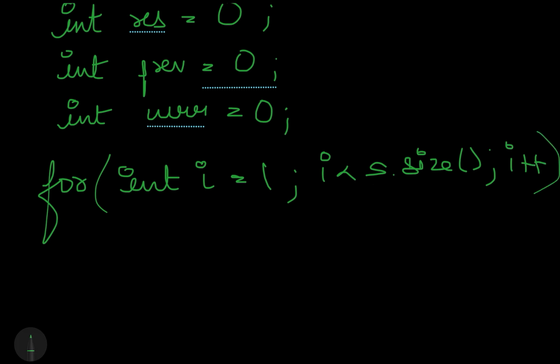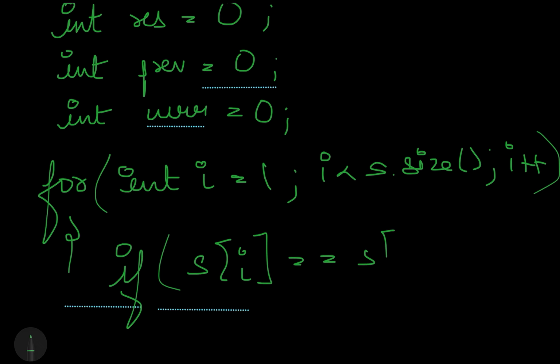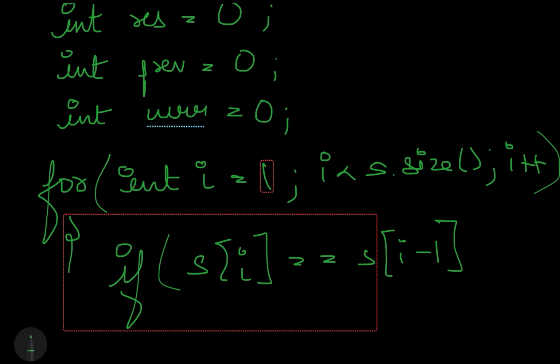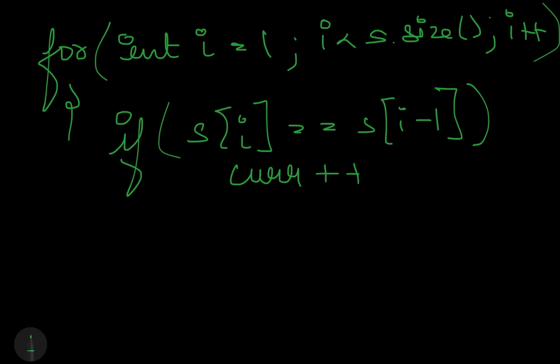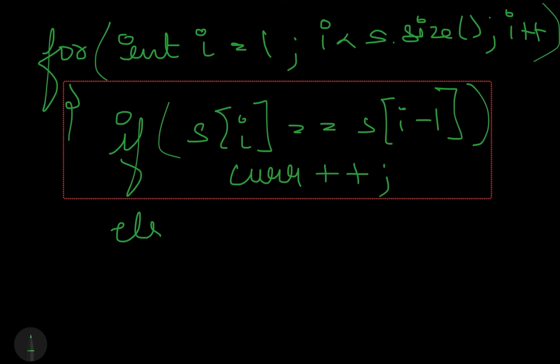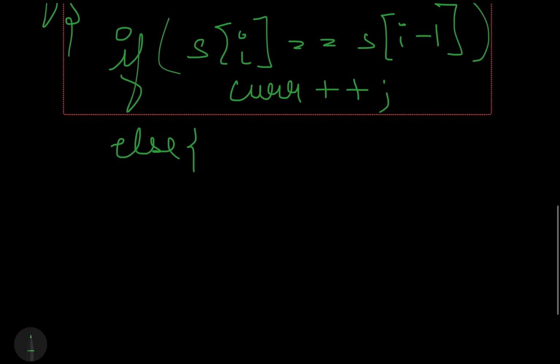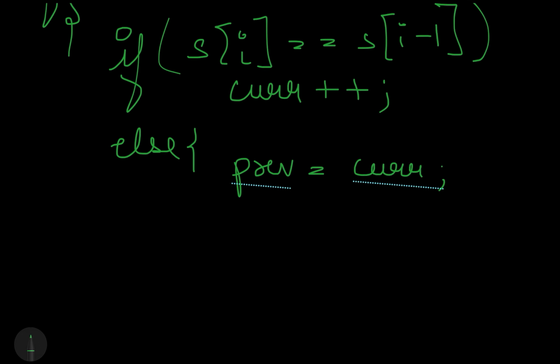Why are we starting from 1? Because we have to check s of i with the previous element, that is, check if it is equal to s of i minus 1. If s of i is equal to s of i minus 1, this means we have consecutive bits, that is consecutive zeros or ones, then we'll update our current variable. Else, we'll update our previous, which means we don't have consecutive bits, our bit has changed from 0 to 1 or 1 to 0, and our current would be 1.